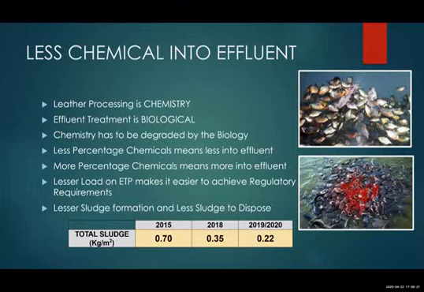So what we generally say, leather processing is basically chemistry. And this chemistry goes to the pollution, where we need biological actions. So chemistry and biology together form the tannery. And whatever chemistry we use in the leather processing has to be degraded by the biology. That's what we have seen by testings.